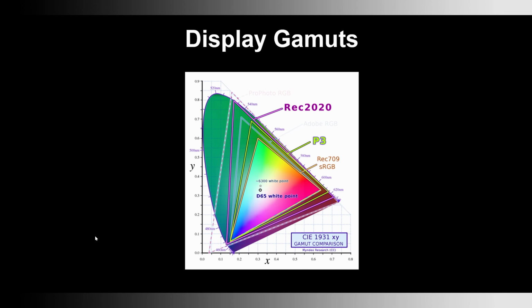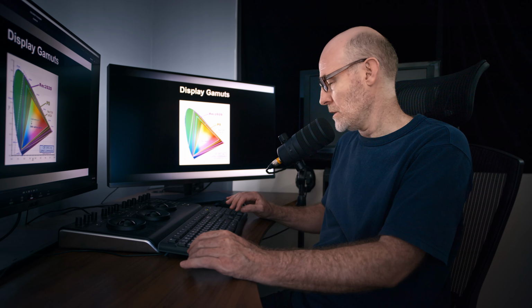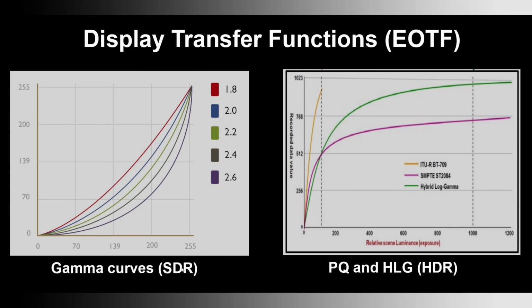Here's a visualization of the various display gamuts: Rec 709, P3, and Rec 2020. This diagram also has Adobe RGB and ProPhoto RGB, just for reference, but obviously it's not what we deal with in motion pictures. Traditionally, standard definition displays had gamma curves. Older monitors used 1.8 or 2.0, but as mentioned, 2.4 is the broadcast standard for standard definition TV, Rec 709, and 2.6 for DCI cinema.